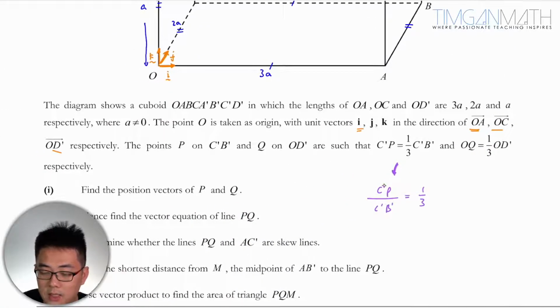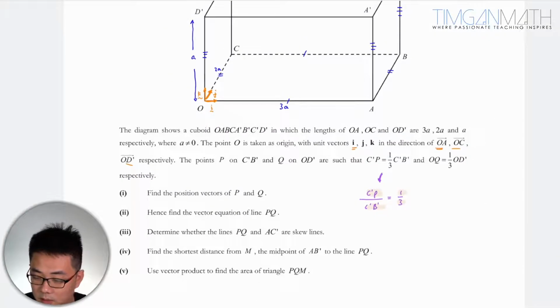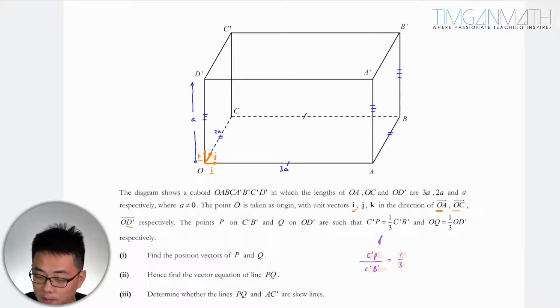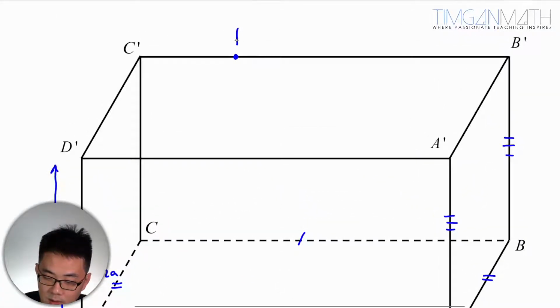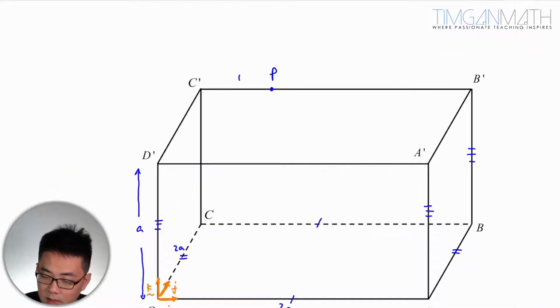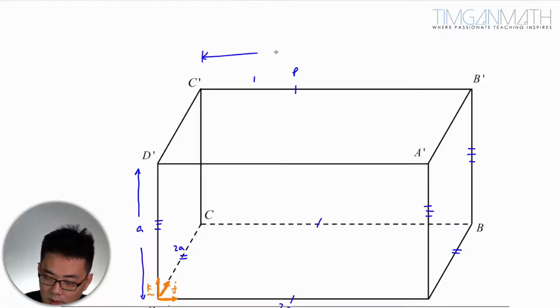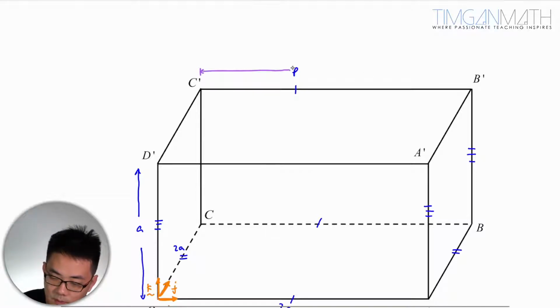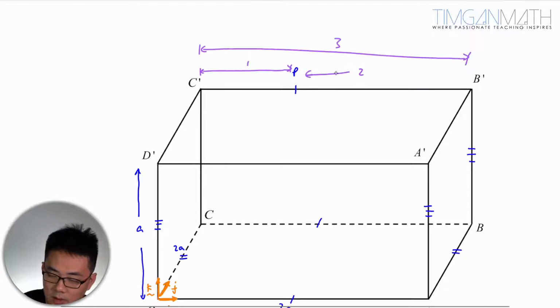So you know that C'P will just correspond to a unit length, and C'B' corresponds to three units. So C'P is 1, so this will just be 1 here. This is 1. Then this would be 3 units. This whole thing here is 3. So it's a ratio of 1:2. So just remember that. I'll just repeat this. This is 1 and this is 2. 3 units. So in turn, this will give us 2 units here.